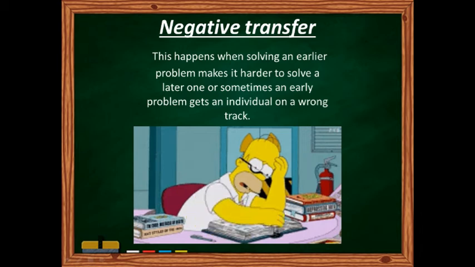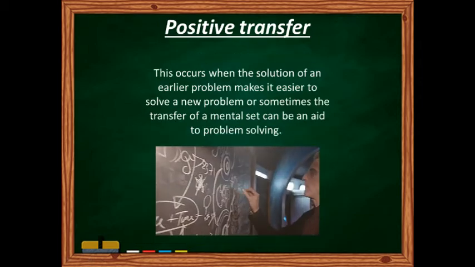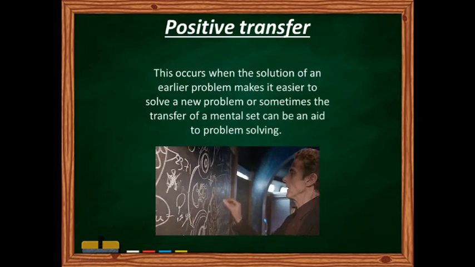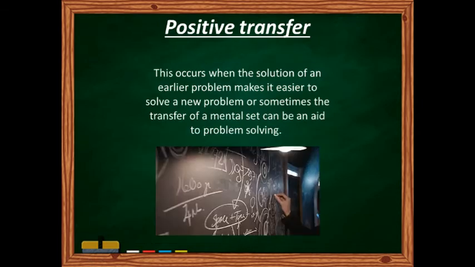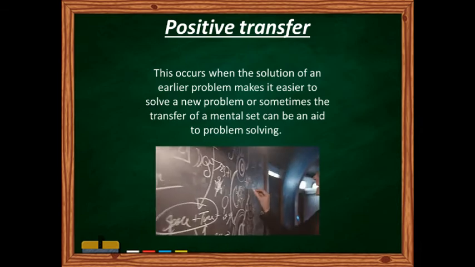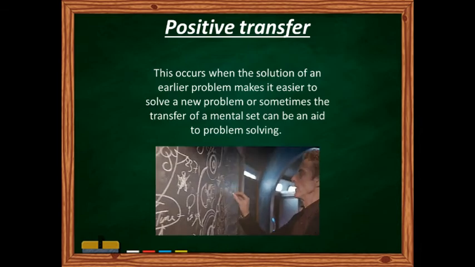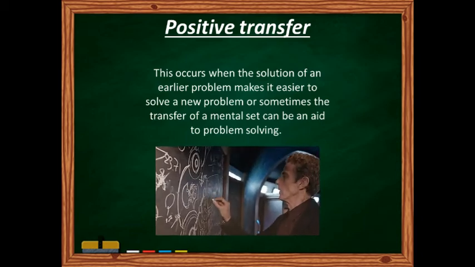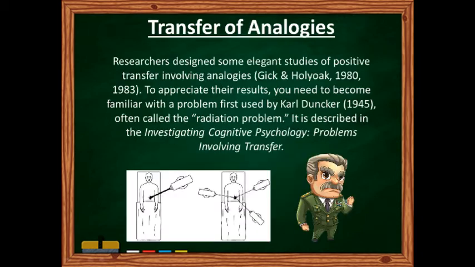Negative transfer happens when solving an earlier problem makes it harder to solve a later one, or sometimes an early problem gets an individual on a wrong track. Positive transfer occurs when the solution of an earlier problem makes it easier to solve a new problem, or sometimes the transfer of a mental set can be an aid to problem solving.